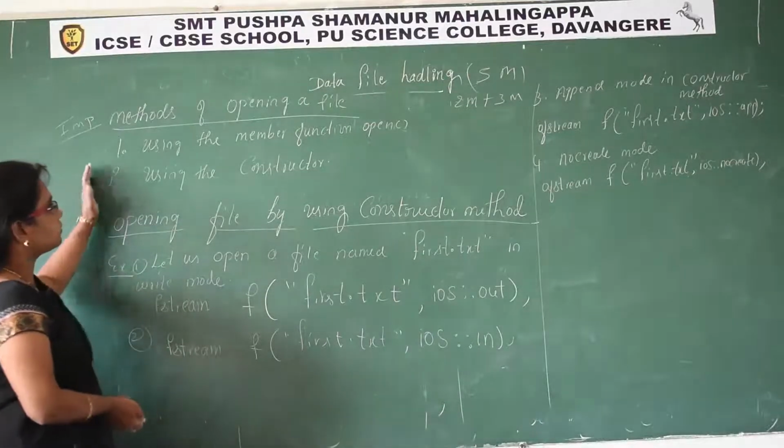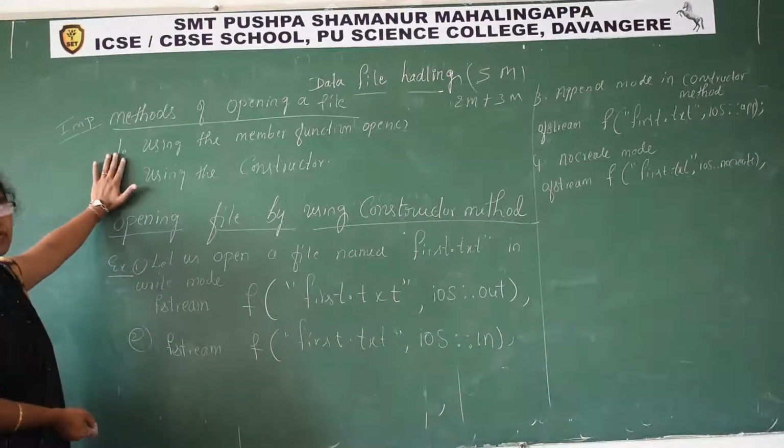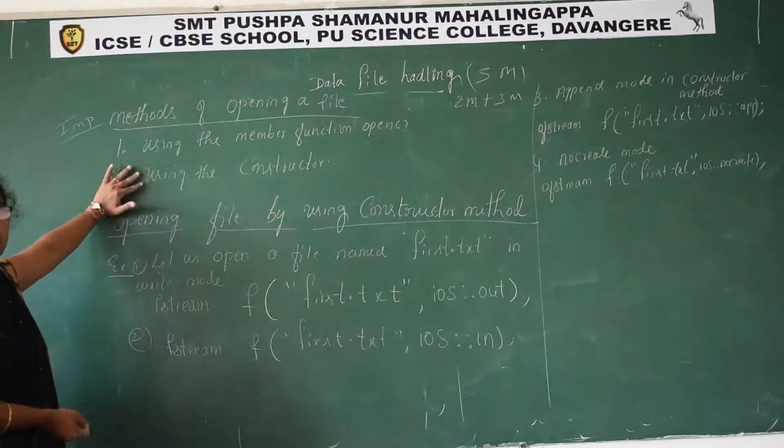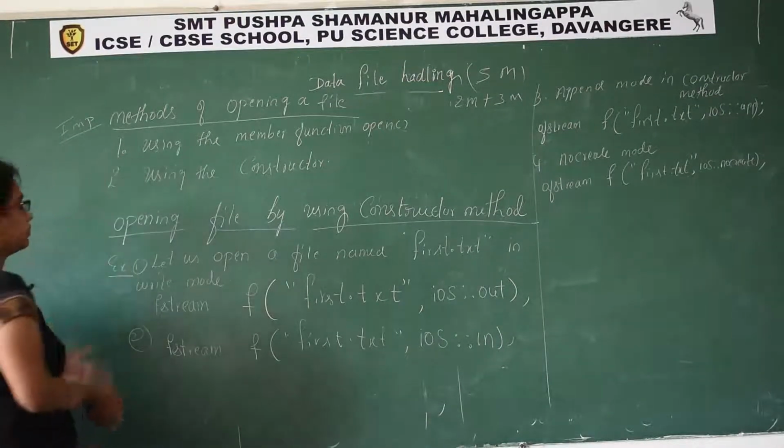So I hope you understood what the different methods of opening a file are. One is the open function method, another one is the constructor method.